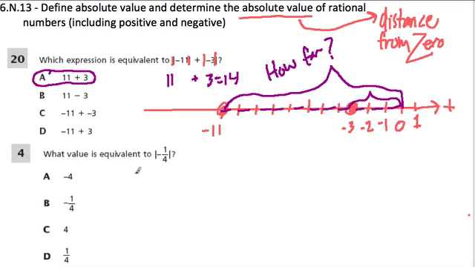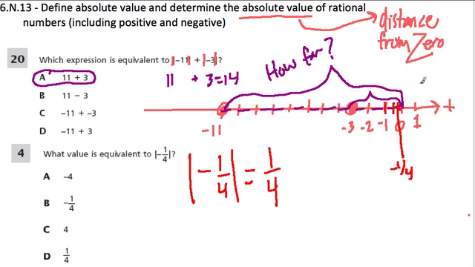11 plus 3. And the next problem, they say what value is equivalent to the absolute value of -1/4. If we go back to our diagram up here, here's -1, here's -1/2, here's -1/4. Well, that's just 1/4 away from 0. So the absolute value of -1/4 equals 1/4. And of course, just as a quick review, if I had a number like +1/4, the absolute value of that is still 1/4. Right? The absolute value of anything equals the positive value of that number.